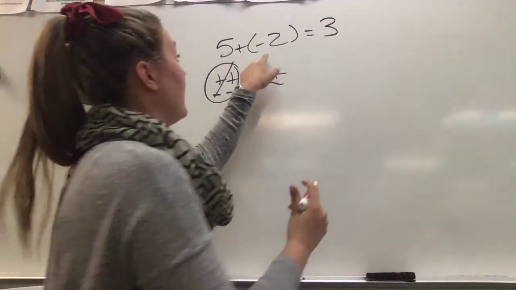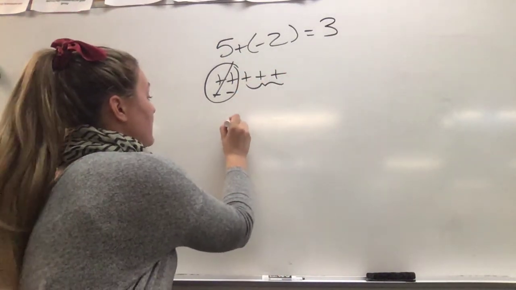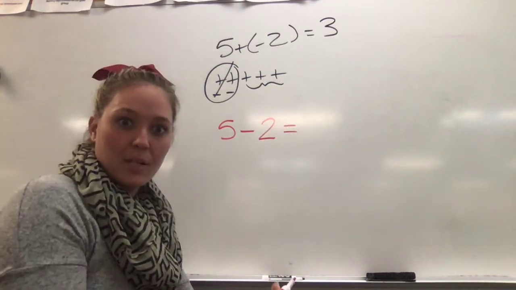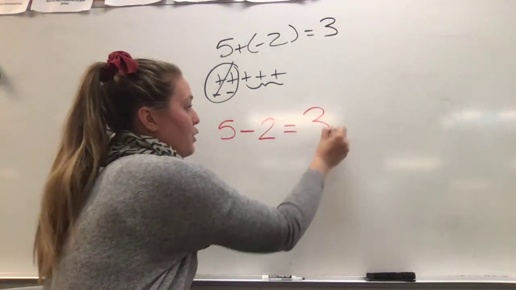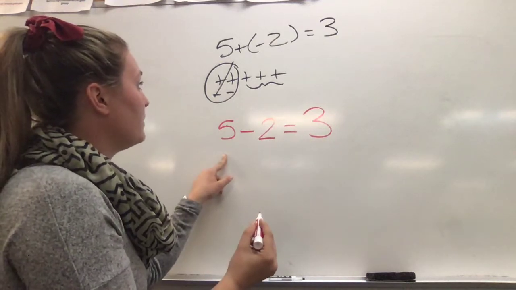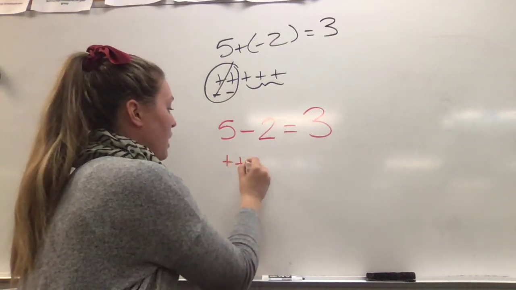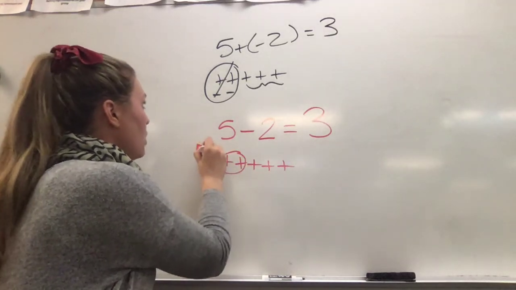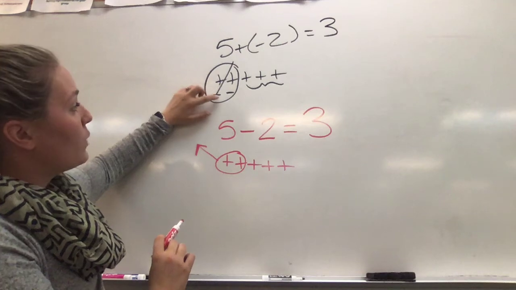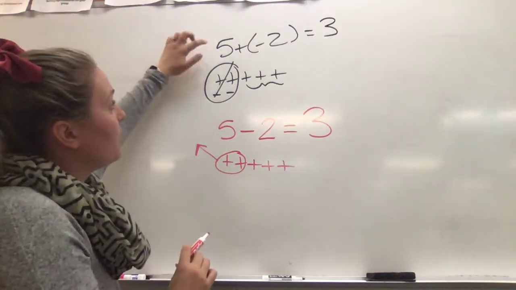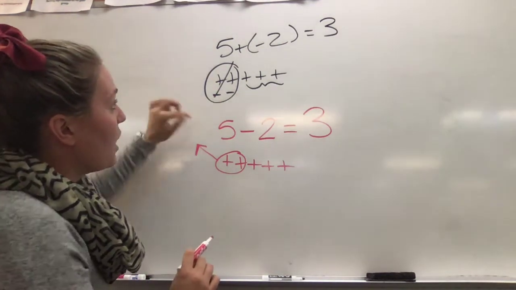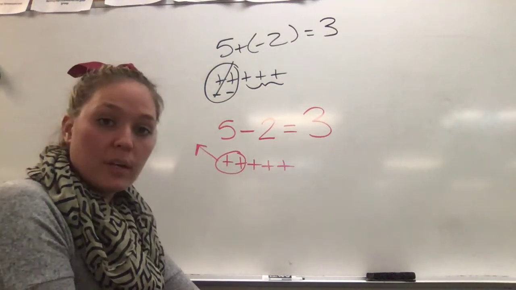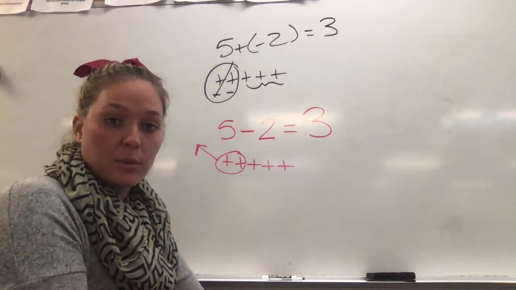So we could rewrite this as 5 minus 2, because everybody knows what 5 minus 2 is, right? So that's 3. So this represents our 5 tiles and taking away these 2, which they were taken away when we added that negative 2. So it's the same way to write the expression. So 5 plus negative 2 equals 3, and 5 minus 2 is also equal to 3.